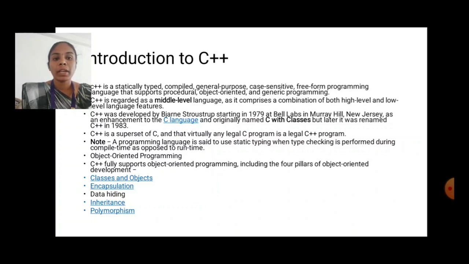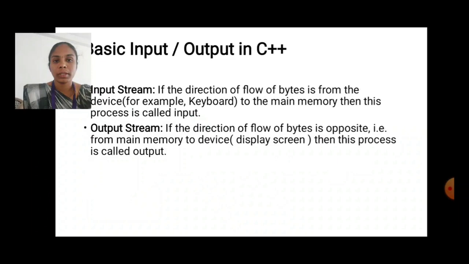A programming language is said to use static typing when type checking is performed during compile time as opposed to runtime. Object-oriented programming: C++ fully supports object-oriented programming, including the four pillars of object-oriented development: classes and objects, encapsulation, inheritance, polymorphism. Basic input-output in C++.